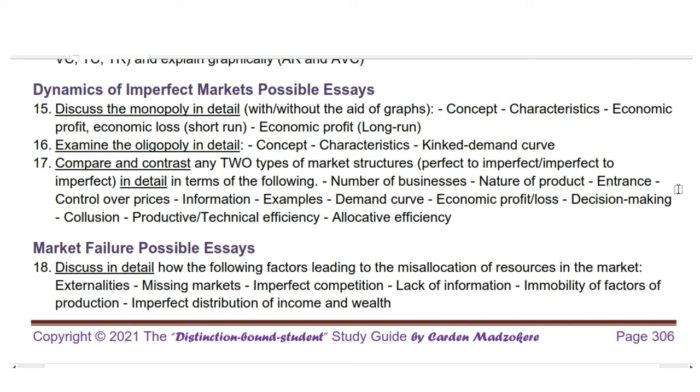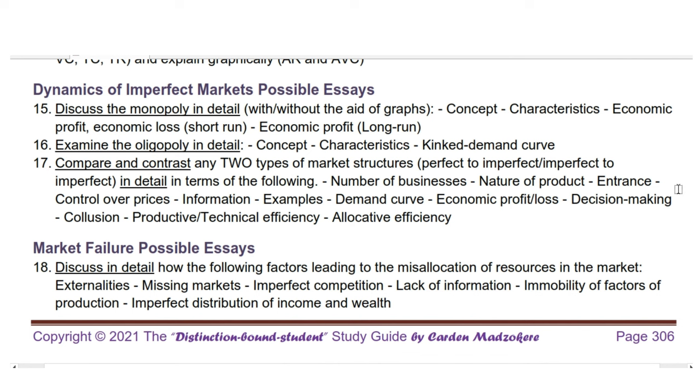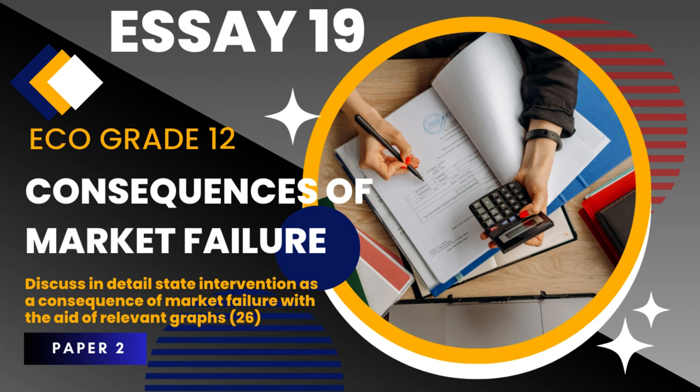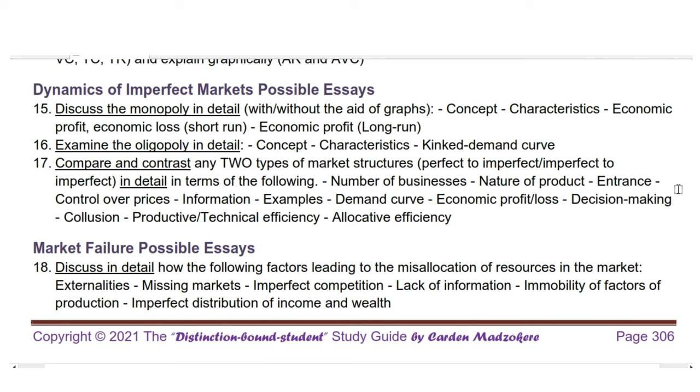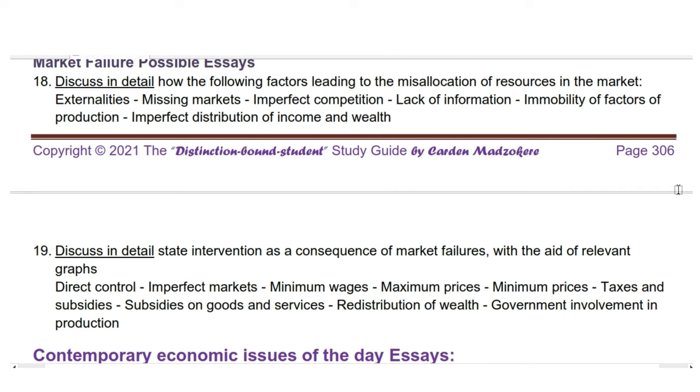Essay number 18. Discuss in detail how the following factors lead to the misallocation of resources in the market: externalities, missing markets, imperfect competition, lack of information, immobility of factors of production, imperfect distribution of income and wealth. Essay number 19. Discuss in detail state intervention as a consequence of market failures, with the aid of relevant graphs: direct control, imperfect markets, minimum wages, maximum prices, minimum prices, taxes and subsidies, subsidies on goods and services, redistribution of wealth, government involvement in production.